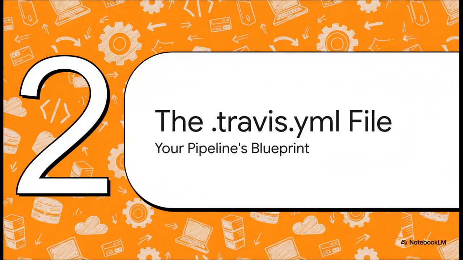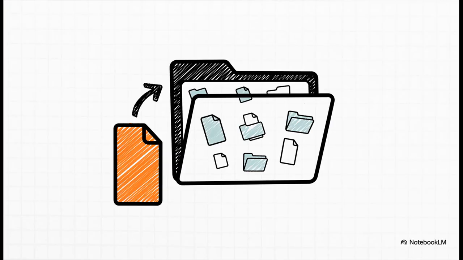Okay, let's talk about that single file I mentioned, because this is really the heart and soul of Travis CI's simplicity. Your entire automation recipe, every single instruction, lives in this one place. It's the blueprint for your entire code factory. And this is it, the .travis.yml file. It's just a simple text file written in a format called YAML, which, fun fact, stands for YAML Ain't Markup Language. All you really need to know is that it's designed to be super easy for humans to read and write. You just stick this one file in the main folder of your project, and that's it. Travis CI knows exactly what to do.